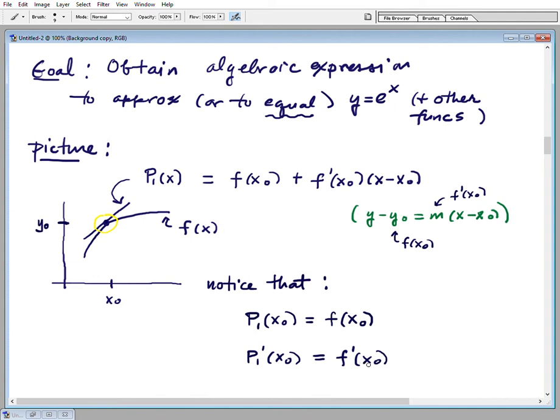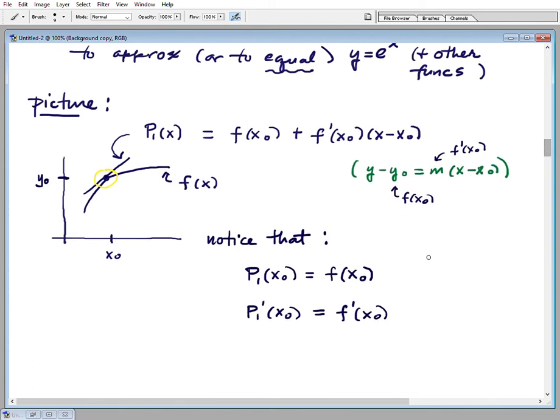Okay, so the first derivatives are equal at x0. That gives us a fit that's only good very close to x0. And the reason it's a good fit is, of course, they're equal and the derivatives are the same. This gives us a good fit.